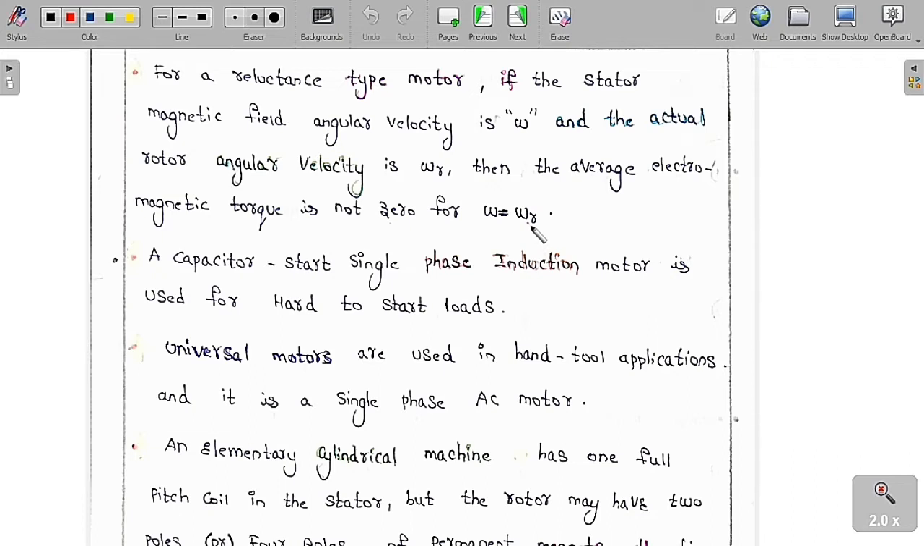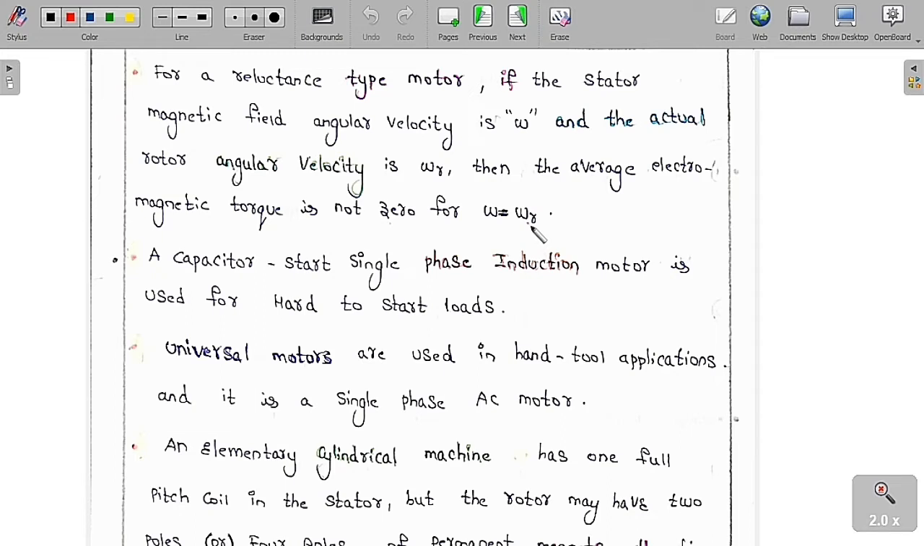So for a reluctance type motor, if the stator magnetic field angular velocity is omega and the actual rotor angular velocity is omega r, then the average electromagnetic torque is not zero whenever omega is equal to omega r. So whenever omega is equal to omega r, the average torque we produce is not equal to zero in the case of this reluctance type motor. We call it the single phase synchronous motor only.